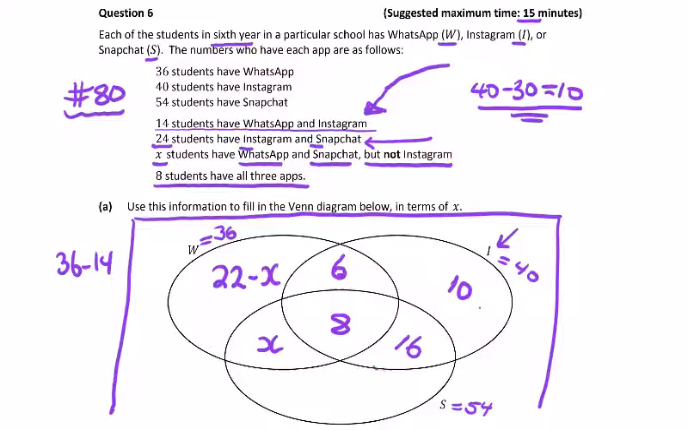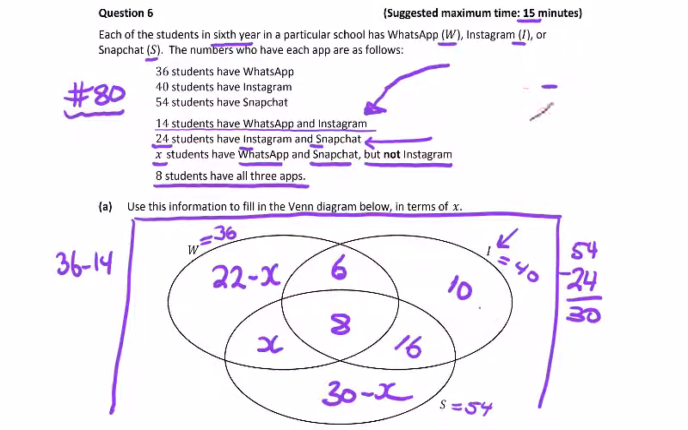And similarly down the bottom, 16 and 8 is going to be 24. And I'd have to say 54 minus 24, there's 30 left. So if I put 30 here, I have an extra x, so I'd have to take away the x to balance it off. And then use this information. And then we're told there's 80 students, and we have to solve for x.